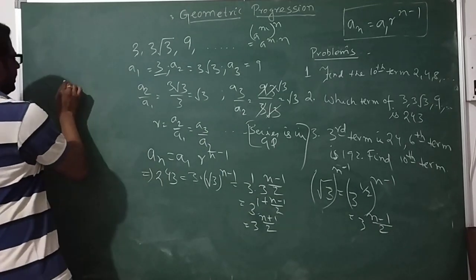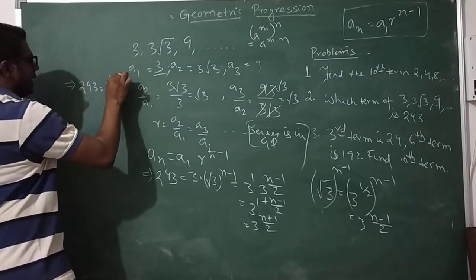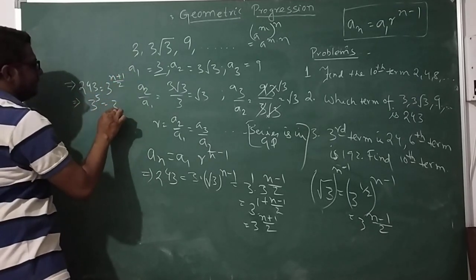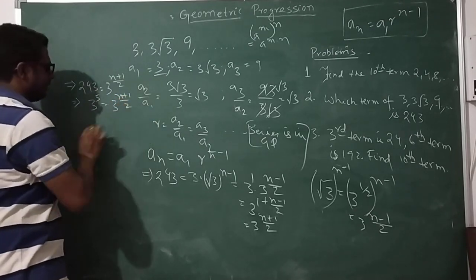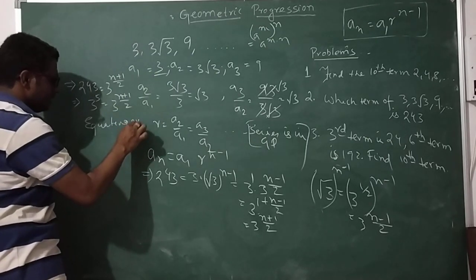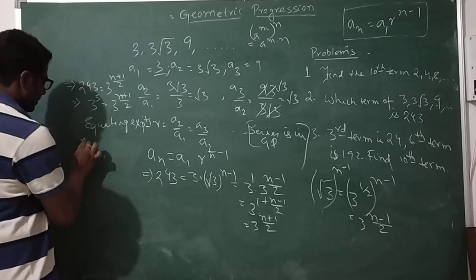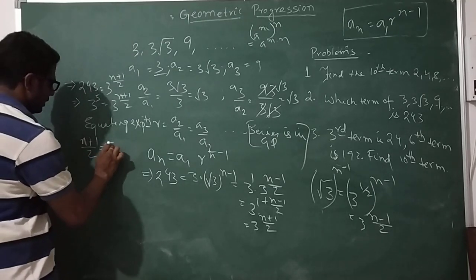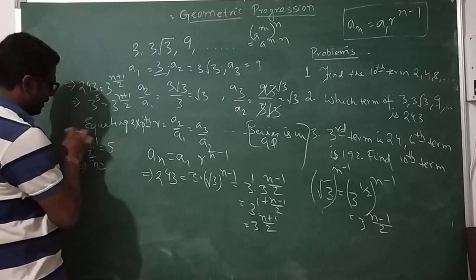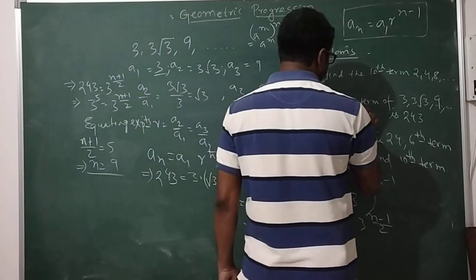Okay, so here we can write 243 will be equal to 3 to the power (n plus 1) by 2. What is 243? 3 to the power 5. So 3 to the power 5 equals 3 to the power (n plus 1) by 2. After that you can equate exponents. Equating exponents, (n plus 1) by 2 is equal to 5. So n is equal to 5 into 2, that is 10, minus 1, that is 9. The answer will be 9. So the 9th term will be 243.